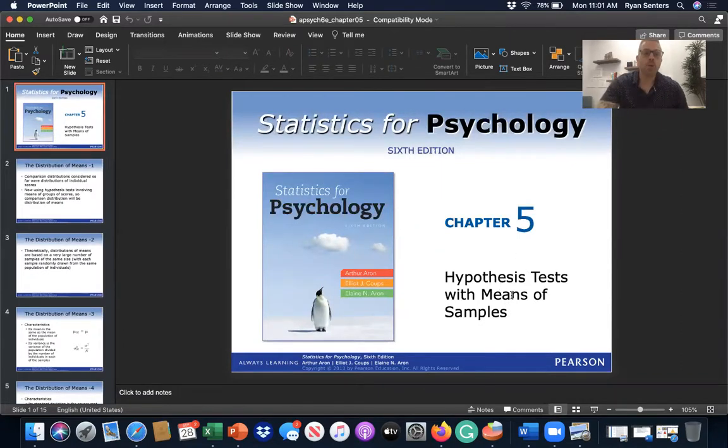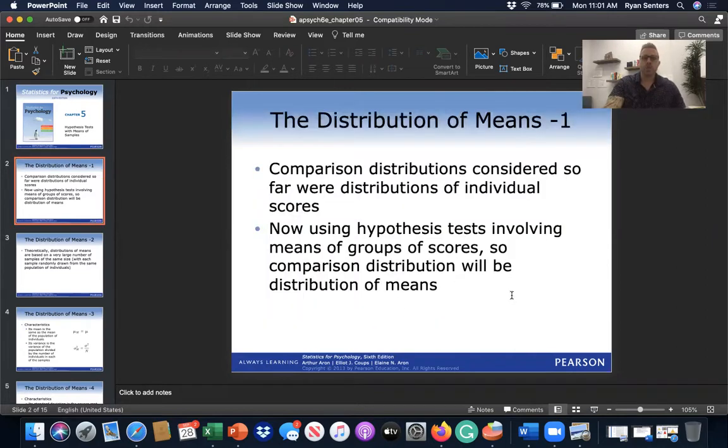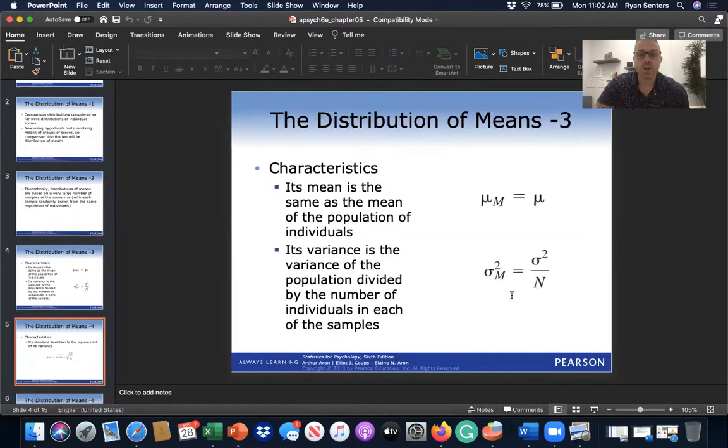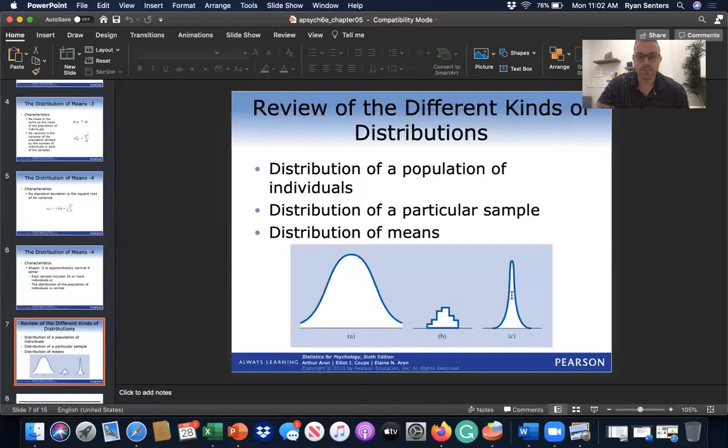So we're going to be working with the means of samples. When we're talking about a sample, we want to get the mean and standard deviation. The comparison distribution we've considered so far was a distribution of individuals, but now hypothesis testing involves means of groups of scores. So the comparison distribution will be the distribution of means. I know that sounds very wordy, but let me show you visually what that looks like.